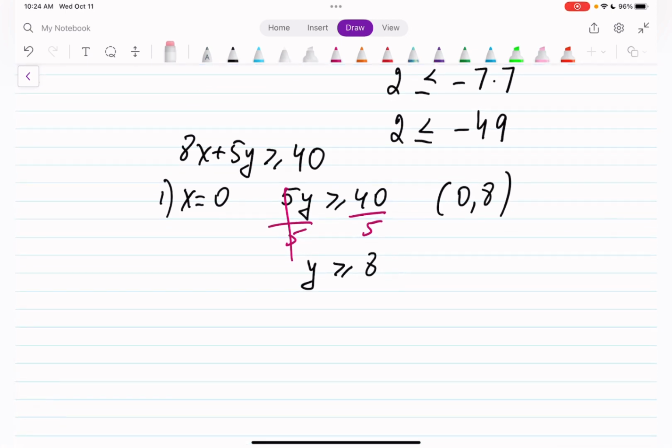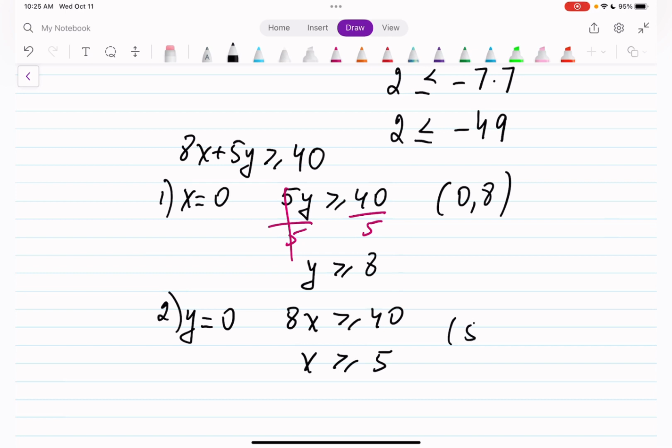Moving to second intercept, y is equal 0. Again, I picked this method this time because, look, I have 8, 5, and 40. 40 I can divide by 5, 40 I can divide by 8, so it's easier to do this method. If it would be 41, then I would go through the mx plus b, slope-intercept form. Okay, y is equal 0, 5y is 0, and we are getting 8x greater equal 40, x greater equal 5. And we get 5 and 0.